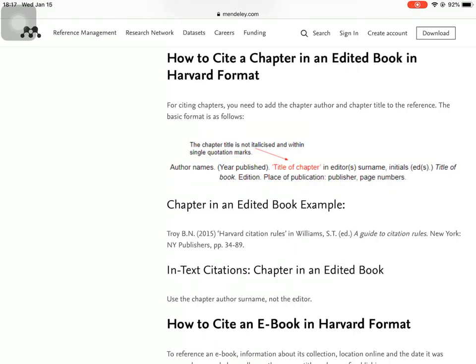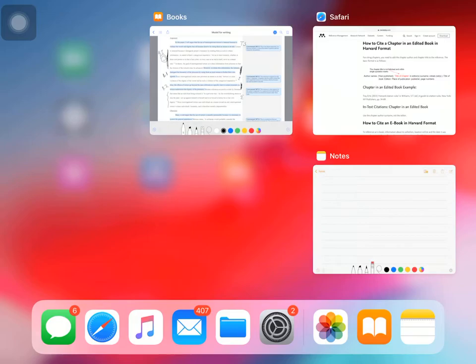What I'm going to do now is hop over and take a look at a model for writing.